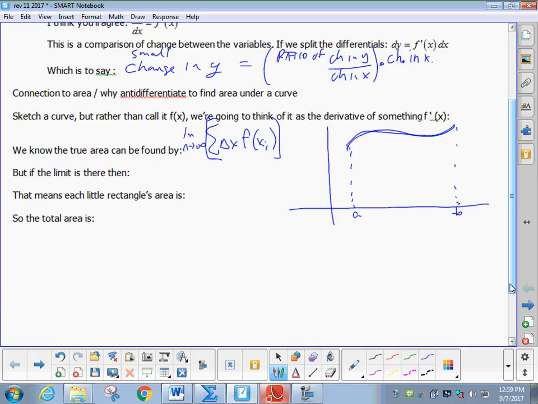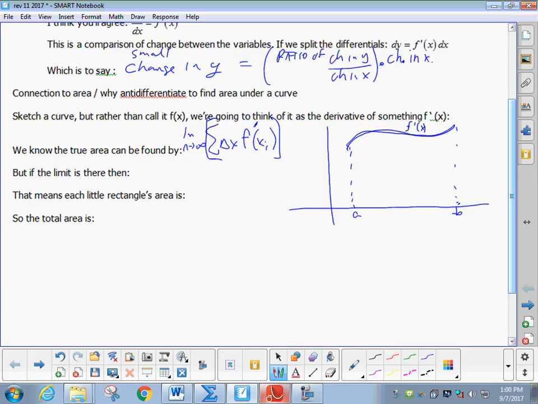Instead of calling this f of x, I'm going to say, you know what? It could be the derivative of something. I'm going to call it f prime, and think of it as the derivative. Now, if I do that, then the heights of the rectangles would be that f prime value rather than f of x. Cool? All right.